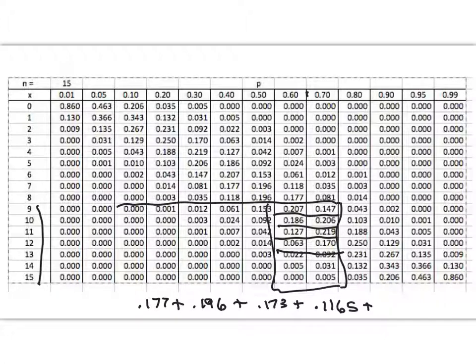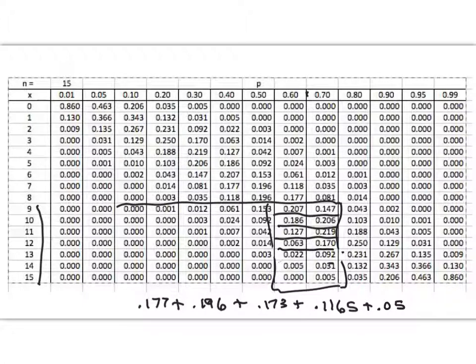0.022 and 0.032. Let's see, I need to look underneath that. Nope, 0.092. So 0.022 and 0.092 gives me 0.057. Now I keep covering these up.